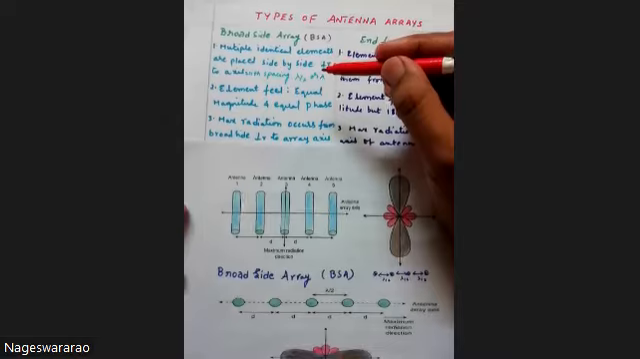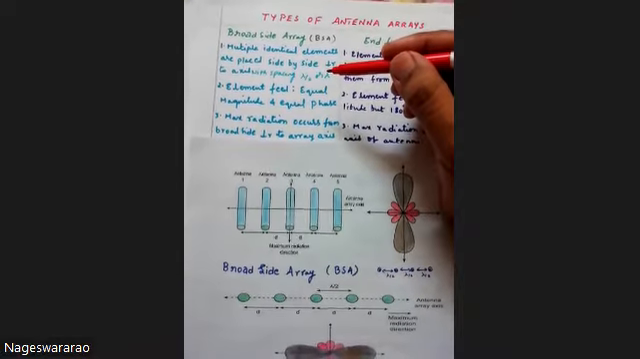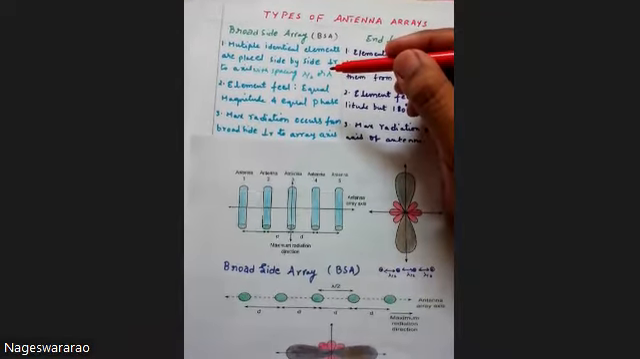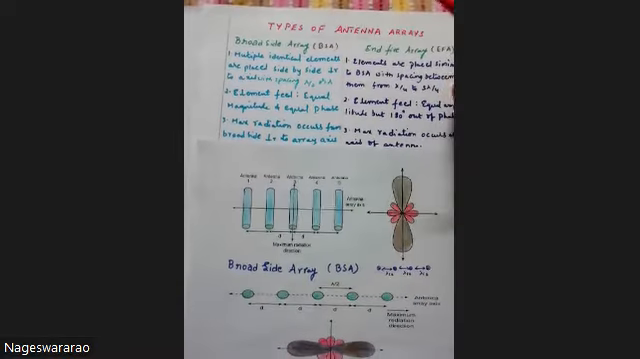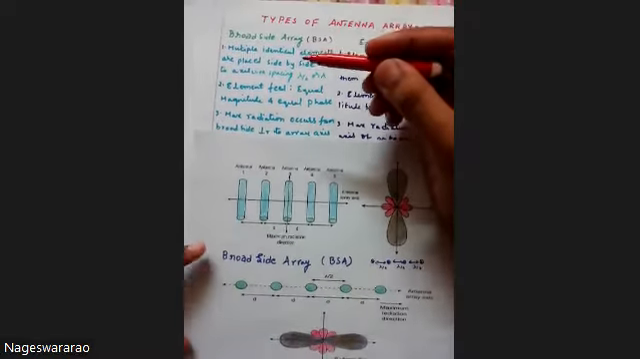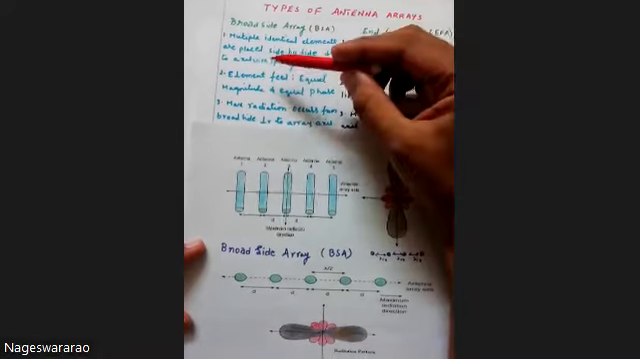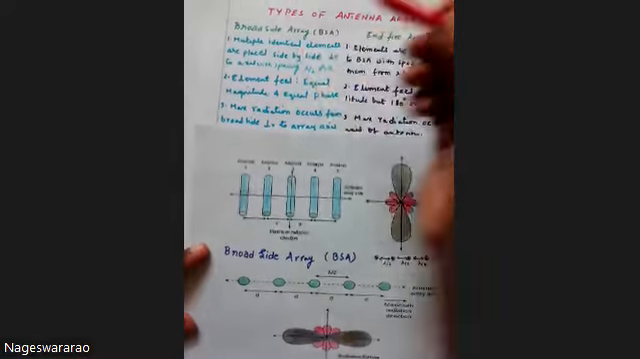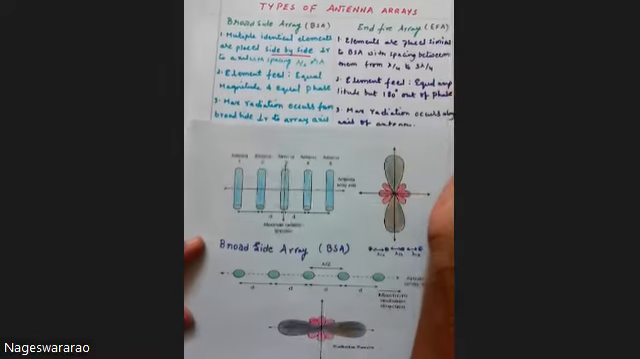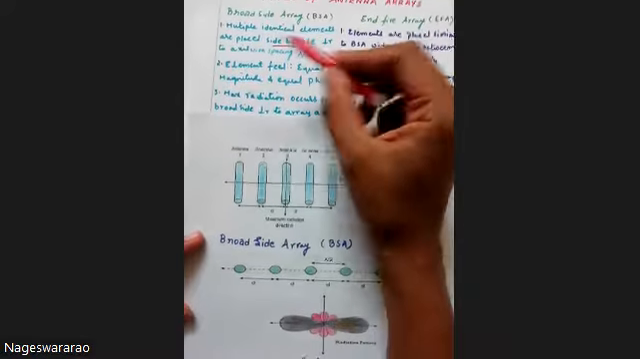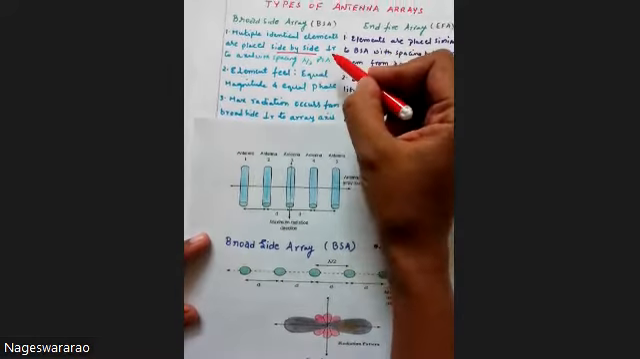What is an array? It is nothing but a group of identical elements or identical antennas placed side by side or one end of another, just in different ways of arrangement. So here in broadside array antennas, multiple identical elements are placed side by side perpendicular to the axis. Here you need to note down the keywords: side by side perpendicular to the axis with spacing of lambda by 2 or lambda.